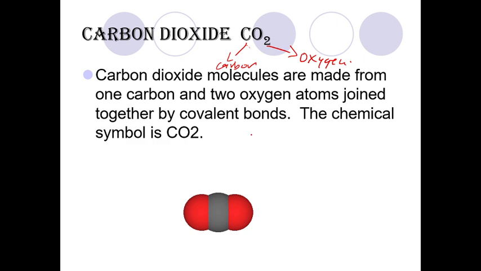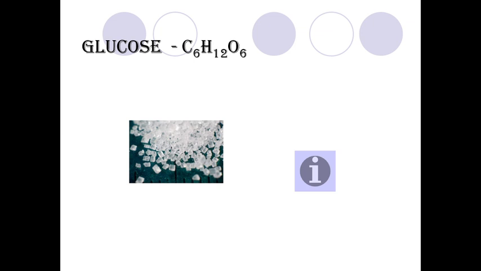So the ratio of carbon to oxygen is 1 is to 2. Then glucose. Your glucose basically makes up the table sugar that you eat. It is not just glucose alone, but glucose also is a compound. It's made up of how many different atoms? 3 different atoms. Yeah, good. That is carbon, hydrogen, and oxygen. So what is the ratio of carbon, hydrogen, and oxygen in glucose?